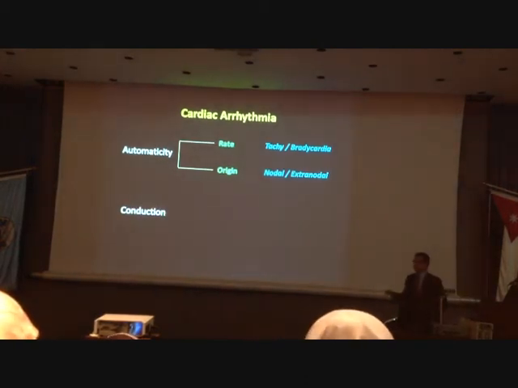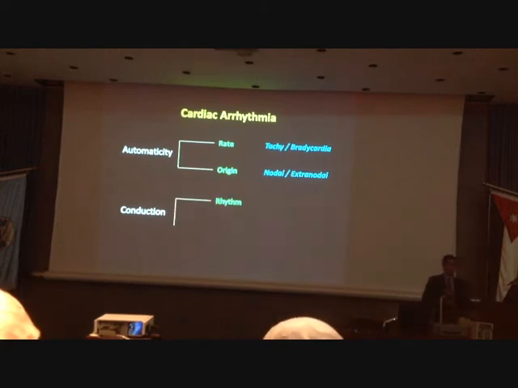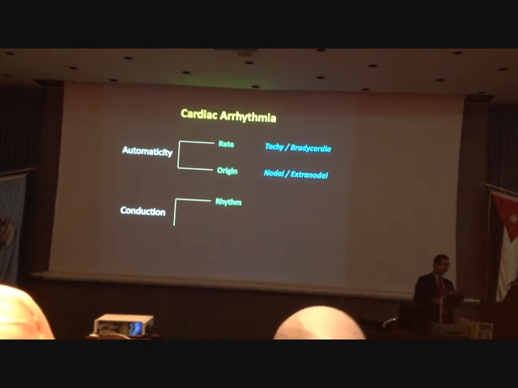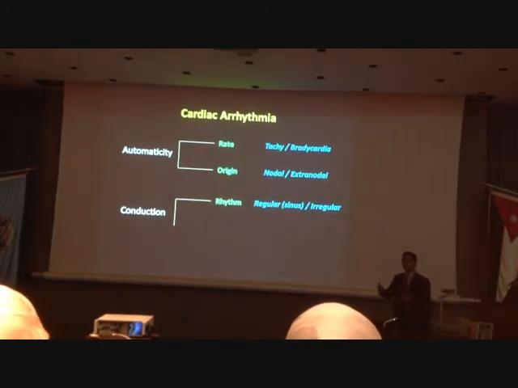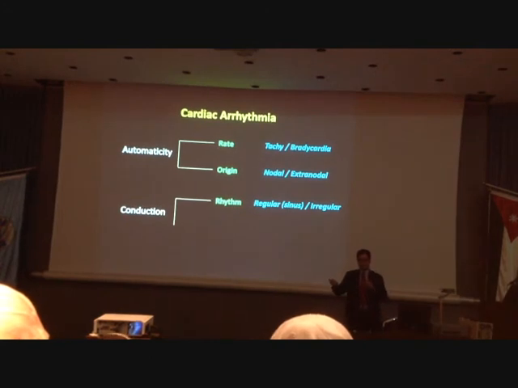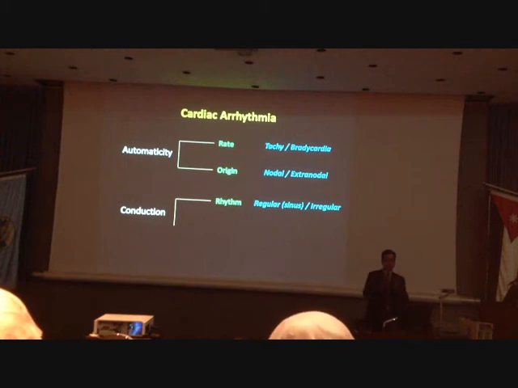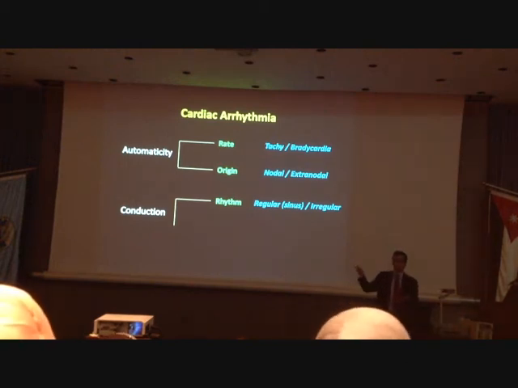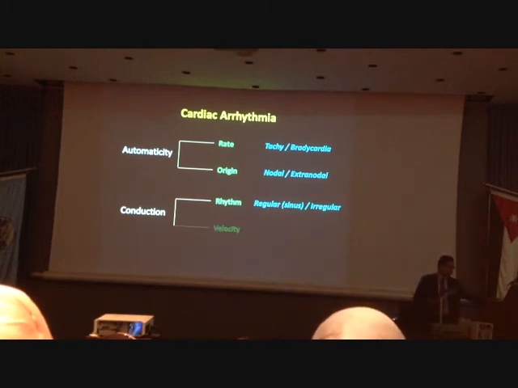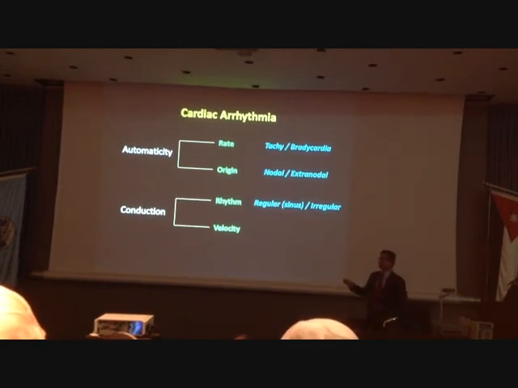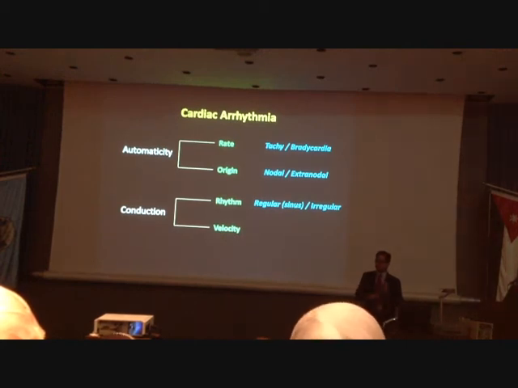Now, the problem could also be related to conduction, and this could be in two forms. It could be related to the rhythm of conduction, which means what? It could be regular or irregular. Now, if it's regular, you always hear the word sinus. Sinus means it just happens regularly in a regular rhythm, but there is an extra problem somewhere in the automaticity or in the delay of the AV node. Or it could be irregular. And finally, the velocity of conduction could be increased or decreased, and this could be a source of cardiac arrhythmia.